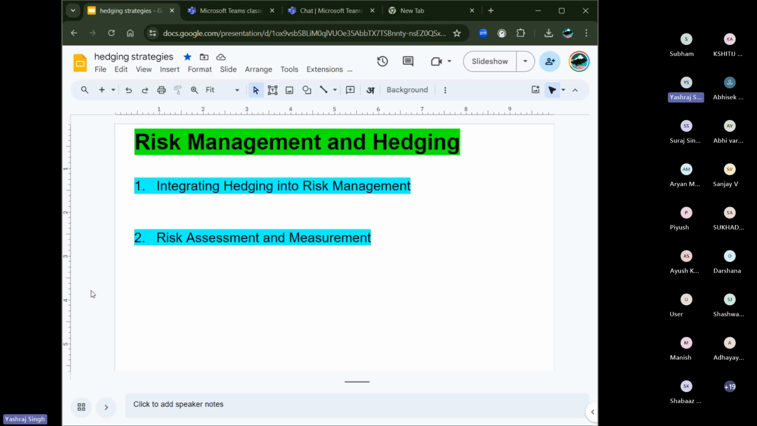Now we'll talk about what kind of risks your portfolio can be exposed to in investment, and how we can deal with those risks. Here, effective hedging is a critical component of a broader risk management strategy, right? It helps companies and investors manage and mitigate the various risks they face in the financial markets.